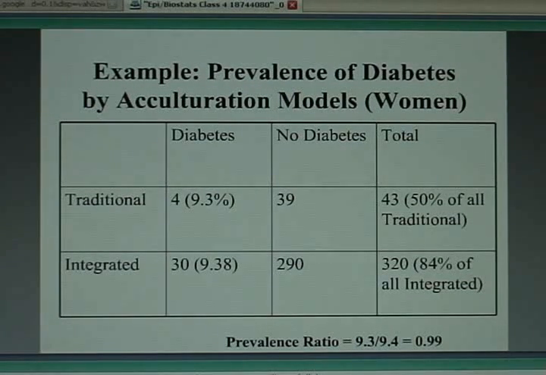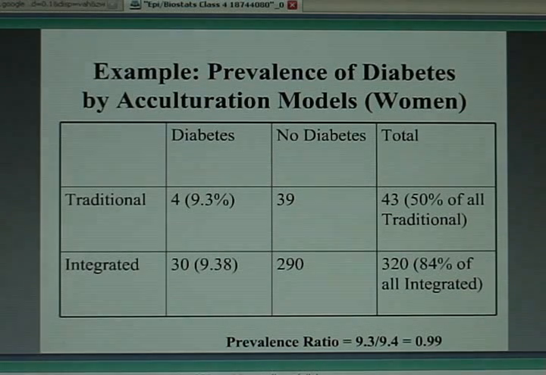And let's suppose that 84% of the integrated group were women. So that is different. Half of the traditional group are made up of women, but 84% of the integrated group are made up of women. Let's suppose of these women, 43 people in the traditional group, 4 of them had diabetes and 39 don't. So the prevalence among them is 9.3.